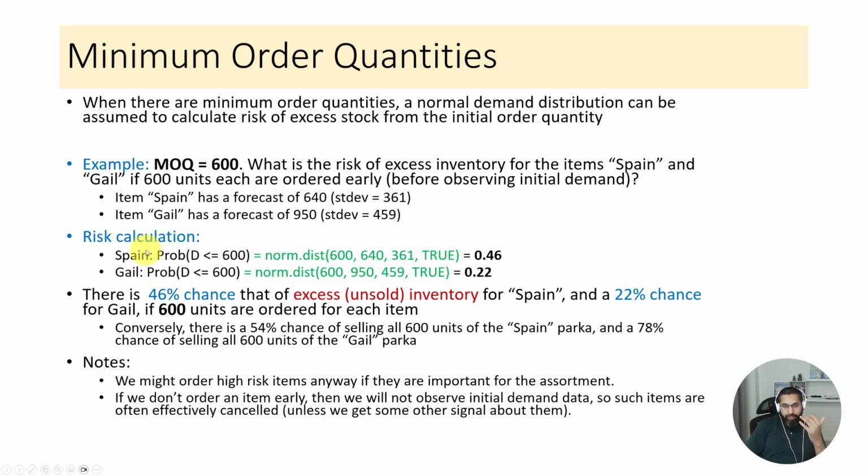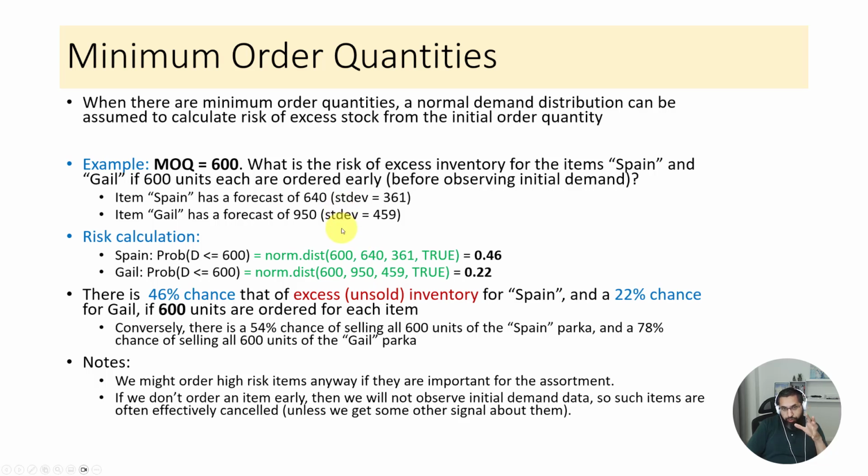Okay, so just interpreting this probability calculation, there is a 46% chance of excess unsold inventory for Spain and a 22% chance for Gale if the minimum order quantity is ordered for both of them. So if you order 600 for Gale and 600 for Spain, for Gale, we're probably going to be fine. There's only a 22% chance that we're going to have extra units. So most likely we're going to sell all of the 600. But for Spain, it's almost a coin flip, half-half. There's almost a 50% chance, or 46% to be exact, that your demand may be less than 600 and you may be sitting on unsold Spain parkas.